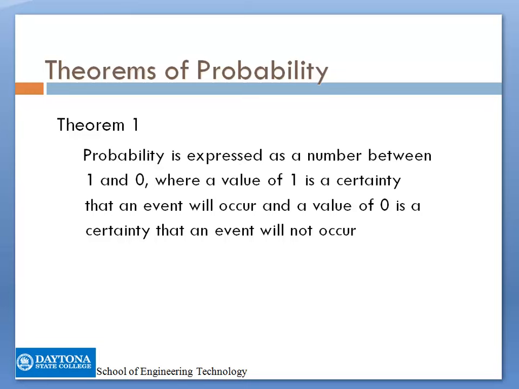Now that you're familiar with the definition of probability, let's review the different theorems of probability. Theorem number 1 says that probability is expressed as a number between 1 and 0. Usually in probability, we use 3 decimal places, so this will be 1.000 and 0, where the value of 1.000 is a certainty that an event will occur, and a value of 0 is a certainty that an event will not occur.